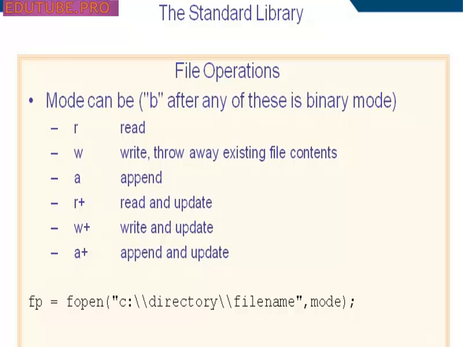Now, if you put a b after any of those, that means do it in binary. So rb would be binary mode. If there's carriage returns and line feeds or other things like that, they will not be looked at.